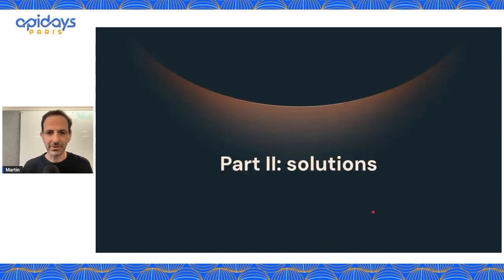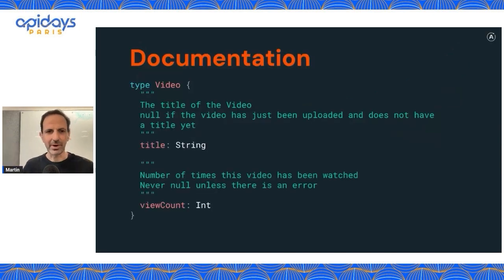Well, now that we've seen the problem, let's take a look at possible solutions, because there are some solutions. Solution number one is, of course, documentation. GraphQL comes with descriptions. You can, for every field in your schema, set a description that says what the field is doing. And if the field is nullable, you can document, and please do it, under what circumstances a field might be null. This is the case for title here. It can be null if there is not a title yet, because the video was just uploaded.